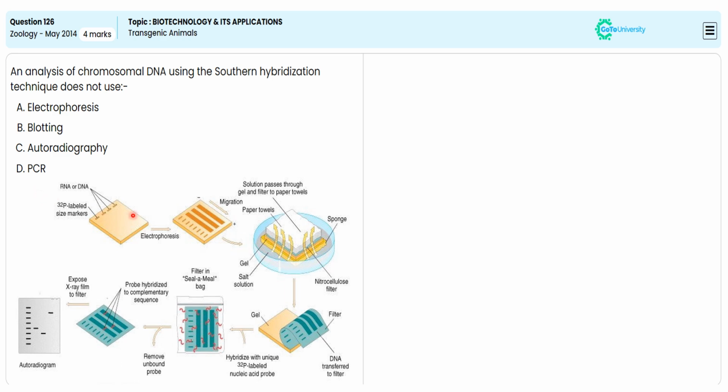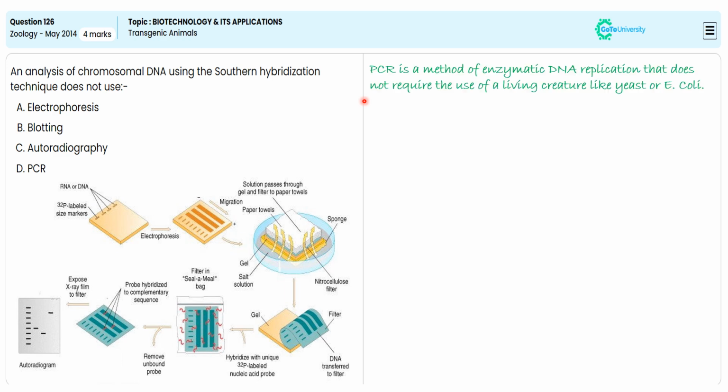The points we told with this picture, we are giving as sentence wise narration to have a recap and also to take NEET notes for future reference. PCR is a method of enzymatic DNA replication that does not require the use of living creatures like yeast or E. coli. It is frequently employed in biological and medical research laboratories for a range of purposes, such as genetic fingerprinting identification and the detection of inherited disorders.